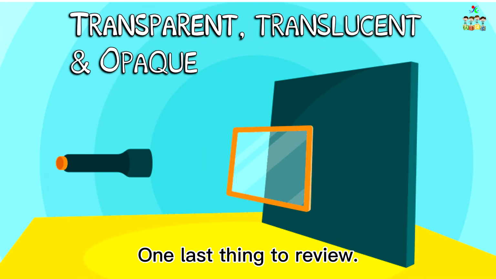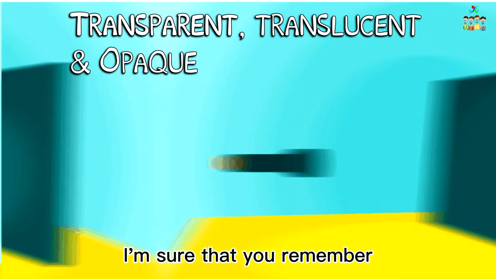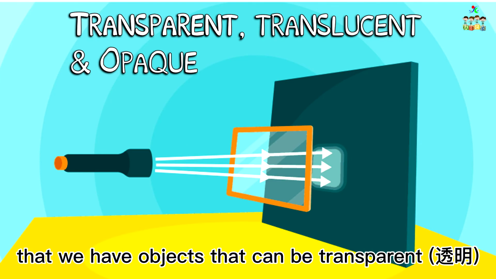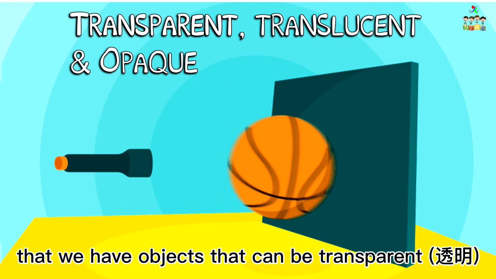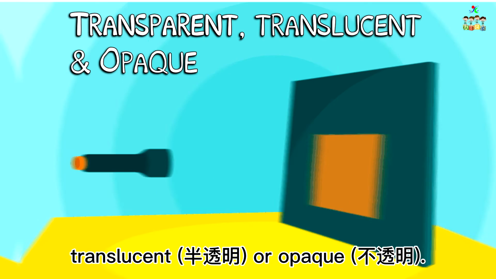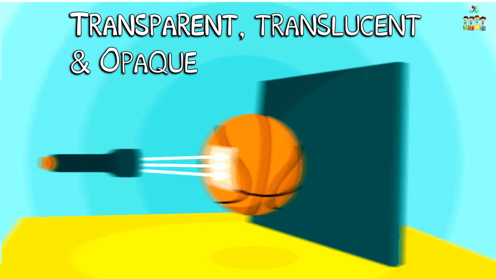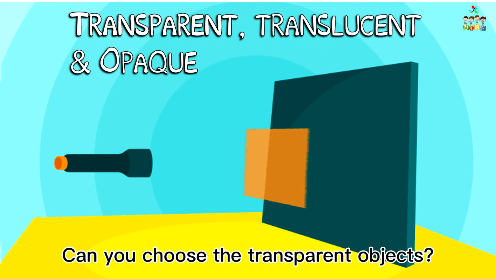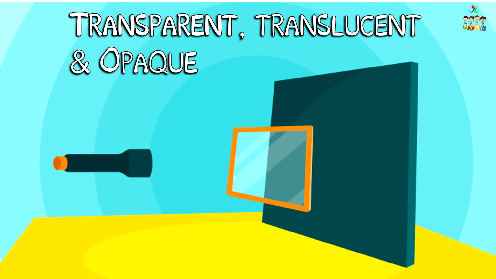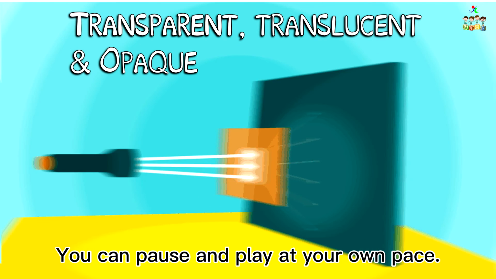One last thing to review. I'm sure that you remember that we have objects that can be transparent, translucent, or opaque. Can you choose the transparent objects? You can pause and play at your own pace.